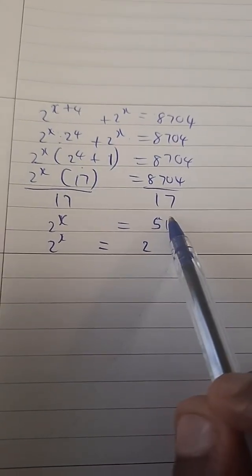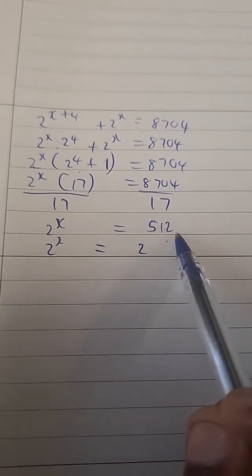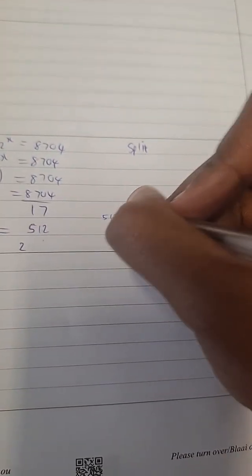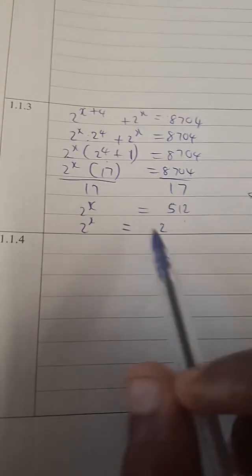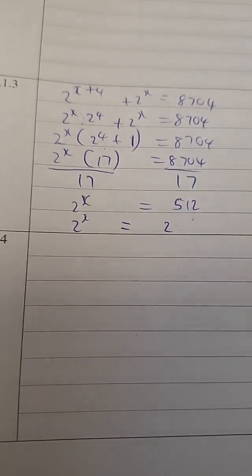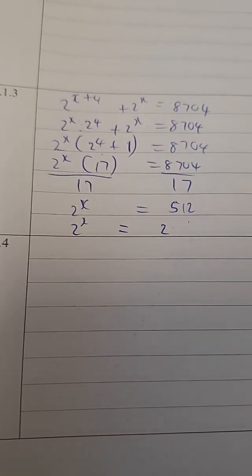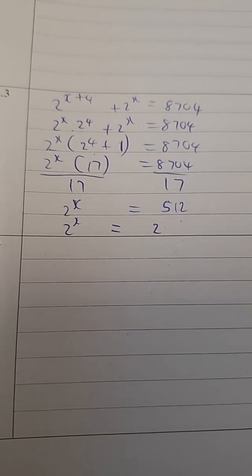512. If you write 512, 512 is equal to... Can you write 512 so that it has a base 2 as well? That's the question. Okay. Thank you. 2 to the power 9.